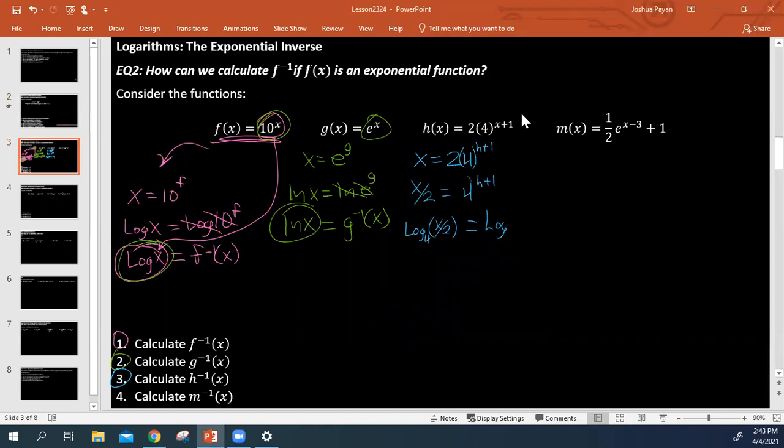Because I need to do the inverse of exponential base 4. The inverse of exponential base 4 is simply log base 4.